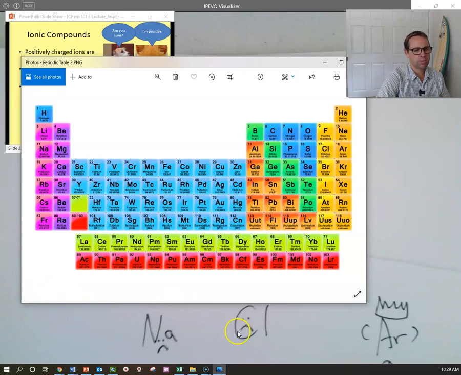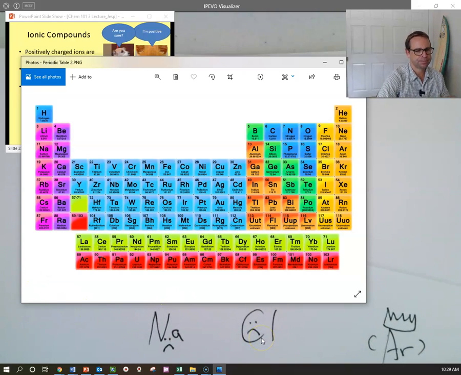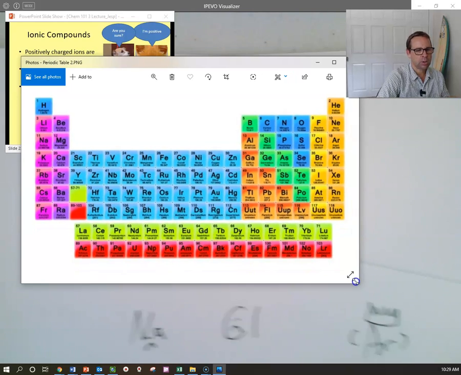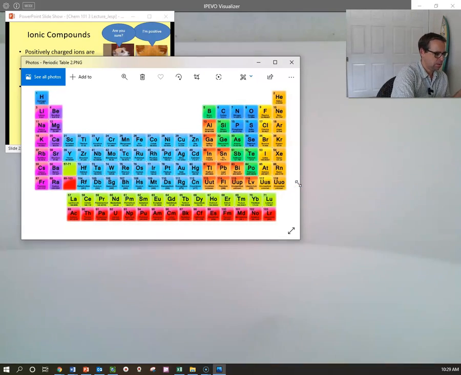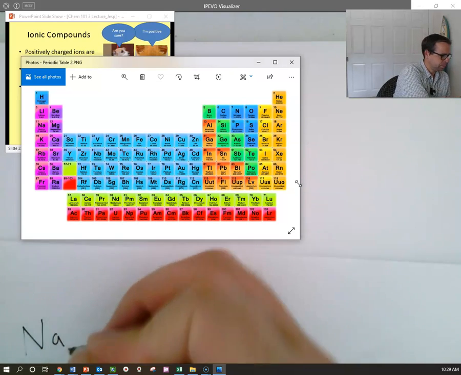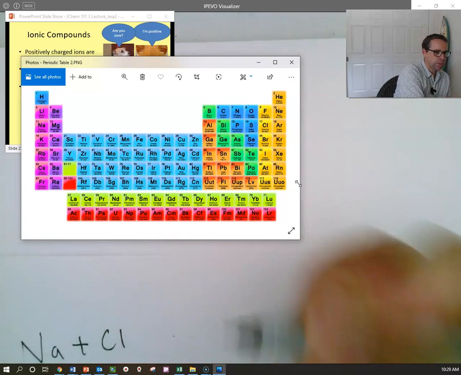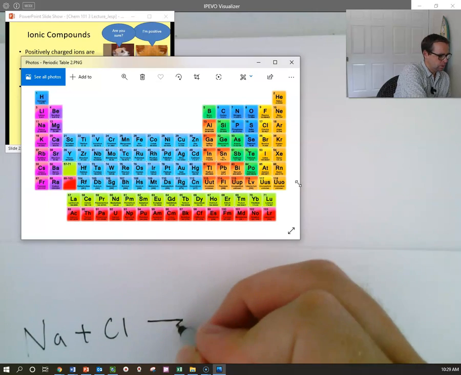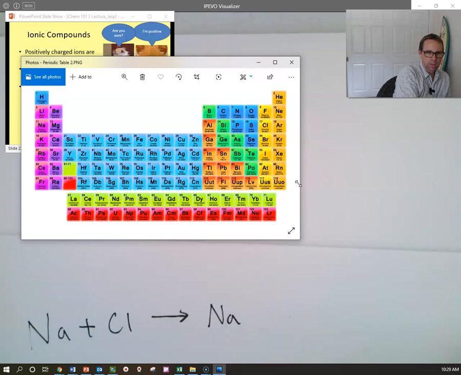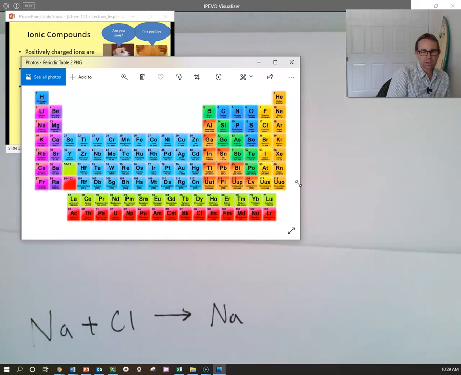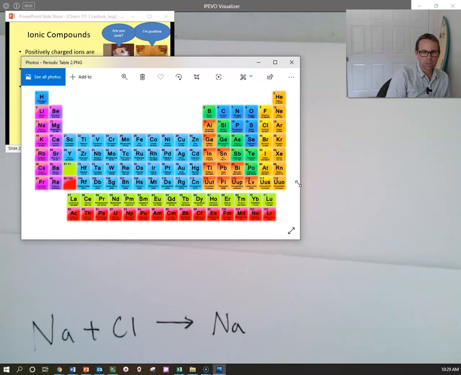What is sodium going to do with its electron? Give it up. That's right. And chlorine is going to take that electron, and so what we get is sodium reacting with chlorine to form sodium that loses an electron. Now, when it loses an electron, it doesn't lose its protons.